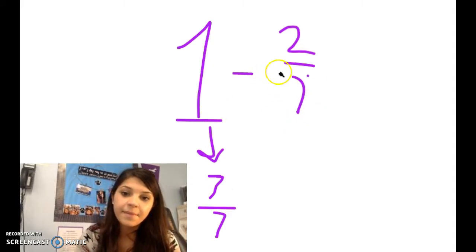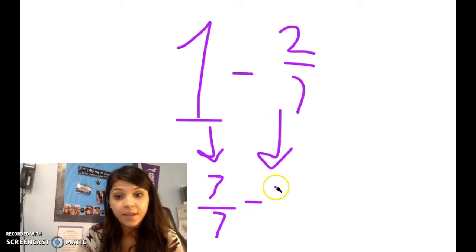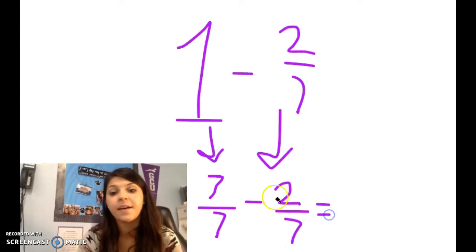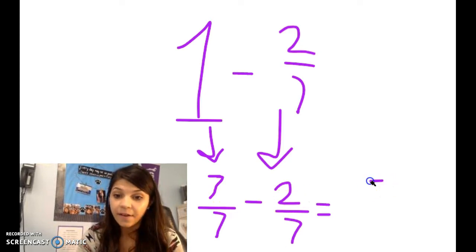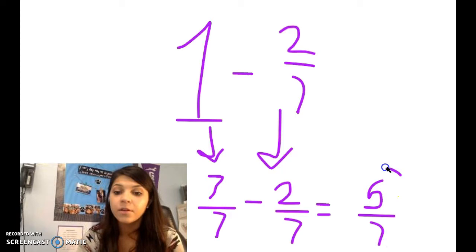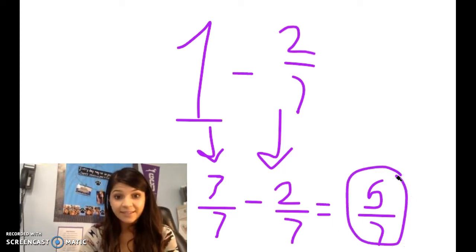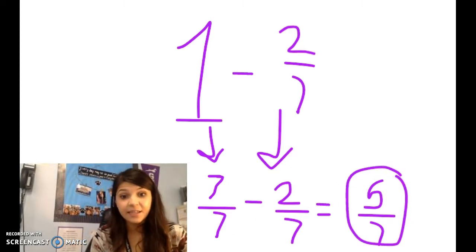And I know that I have to get a matching denominator. And so I'm just going to bring this fraction straight back down. So 7 over 7 minus 2/7. If I go all the way across, 7 minus 2 is 5. And in subtracting, we just keep that denominator the same. So I should end up with the fraction 5/7. Okay? So that example was a pretty easy one.